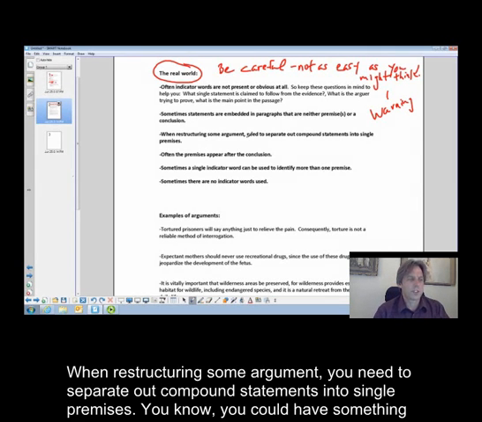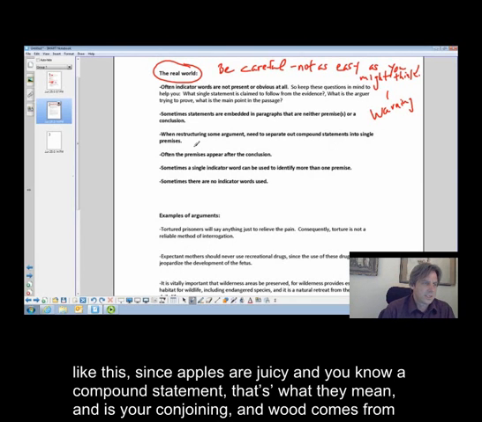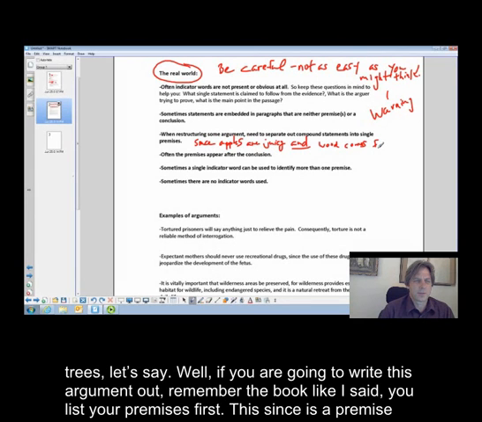When restructuring some argument, you need to separate out compound statements into single premises. You know, you could have something like this. Since apples are juicy, and, you know, a compound statement, that's what they mean. And is your conjoining. And wood comes from trees, let's say.